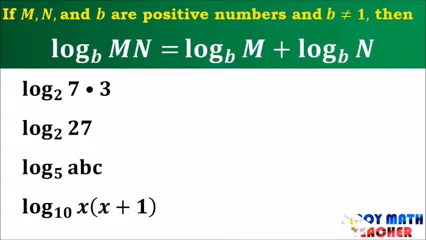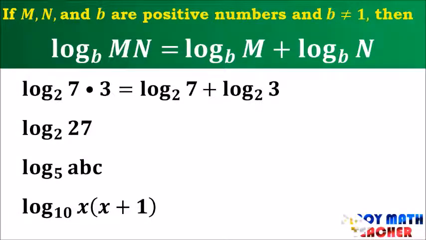So given, logarithm of 7 times 3 with base 2. I-expand natin gamit yung logarithm of a product. Yung argument ng logarithm ay product ng 7 at 3. Ito ay pwede nating paghiwalayin as sum of the logarithms of 7 and 3. So we have logarithm of 7 times 3 with base 2 equals logarithm of 7 with base 2 plus logarithm of 3 with base 2.